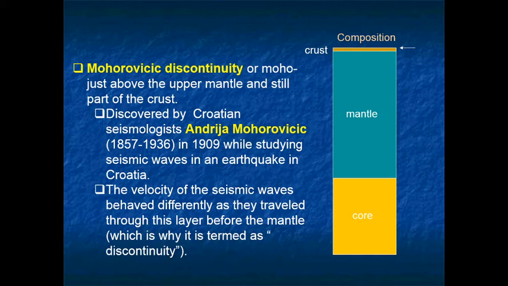The Mohorovicic discontinuity, or MOHO, was discovered by the Croatian seismologist Andrija Mohorovicic in 1909 while studying seismic waves in an earthquake in Croatia. The velocity of the seismic waves behaved differently as they traveled through this layer before the mantle. That's why it is termed a discontinuity. So that's the definition when we say discontinuity. This is an area where, of course, the structure behaves differently.